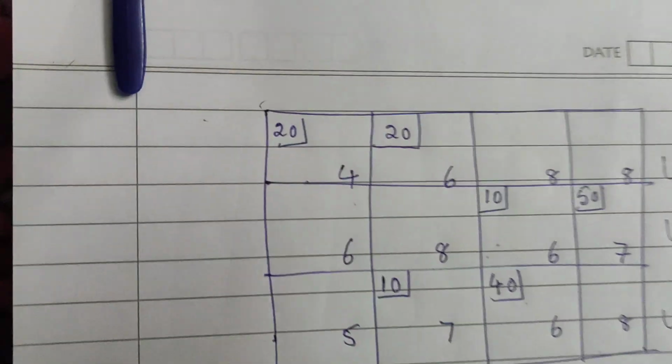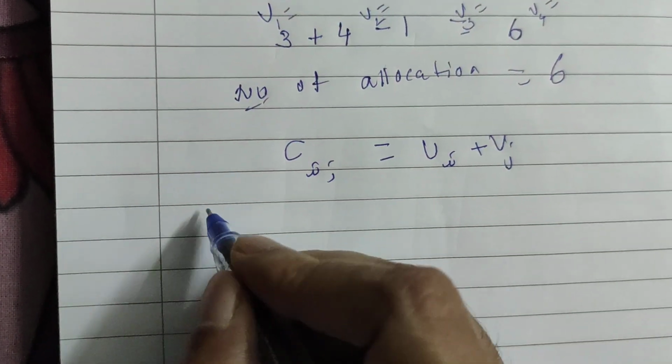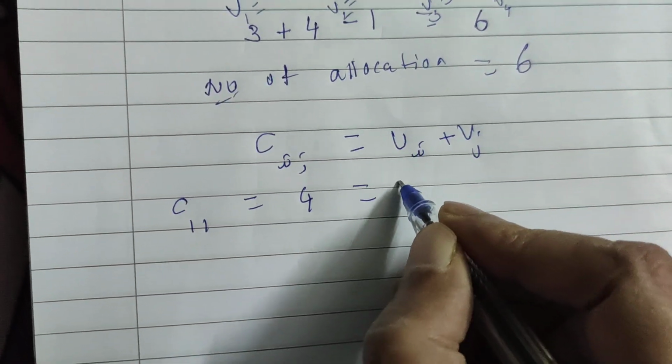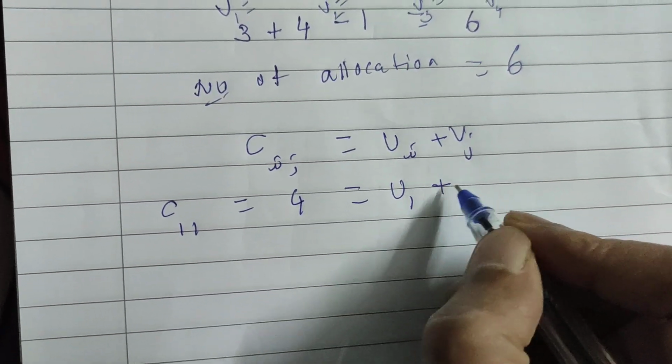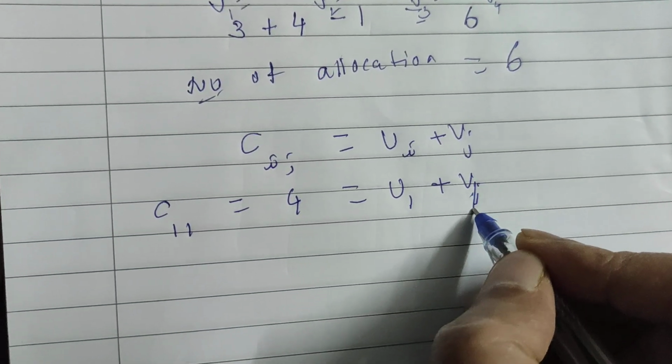First cost is the 4. Write it down: first cost, C11 is equal to 4. So what is the U1? C11 is equal to U1 plus V1. Generally, C11 is equal to U1 plus V1.